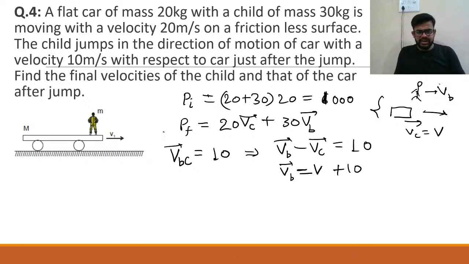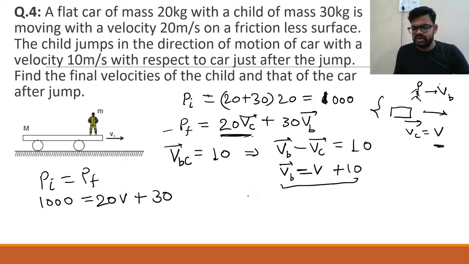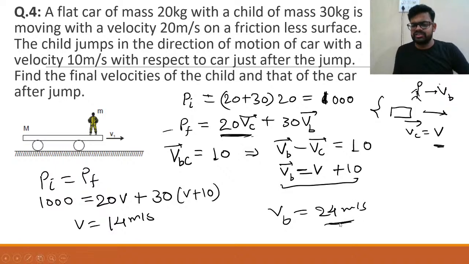Let us put it in p final. Let us write here p initial equals p final. The total momentum of the system remains conserved. So initial momentum is 1000 and final momentum is 20 vc. Let us write 20, and the value of vc we considered as V, plus 30 into VB. VB is V plus 10. So let us write V plus 10. As you solve it, you'll get V equals 14 meter per second. So VB you will get is 24 meter per second. That's all. This is the answer.